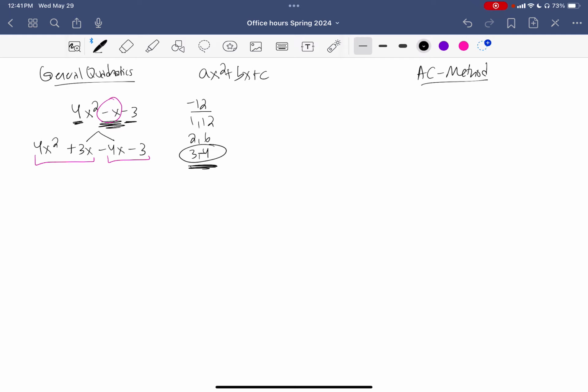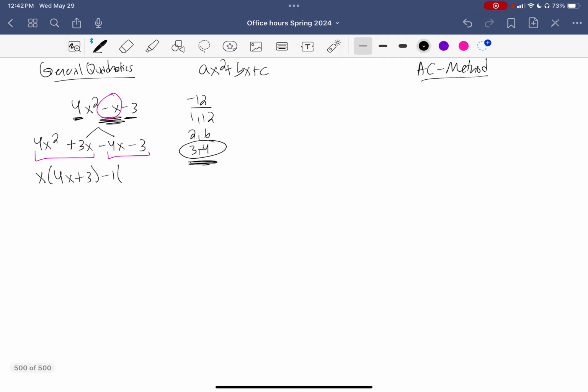With the AC method, if you picked the 3 and the negative 4 correctly, it will always work. So if we get to that step in factoring by grouping and the pieces in the parentheses are not the same, we know we picked the wrong numbers. In this one, I can factor an x out, and I'm left with 4x plus 3. Negative 4x and negative 3 have nothing in common, but I'm always going to pull out the negative sign to be left with 4x plus 3. The 4x plus 3, of course, is in common, and I'm left with x minus 1.